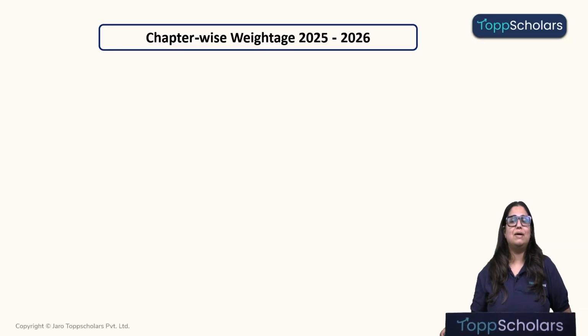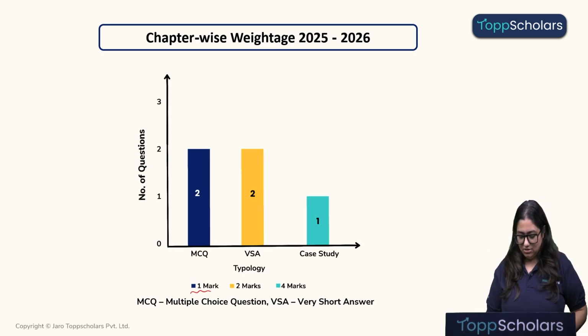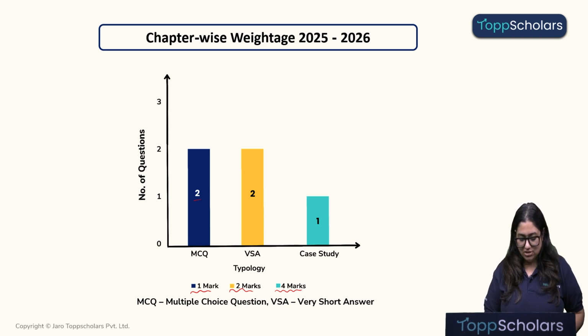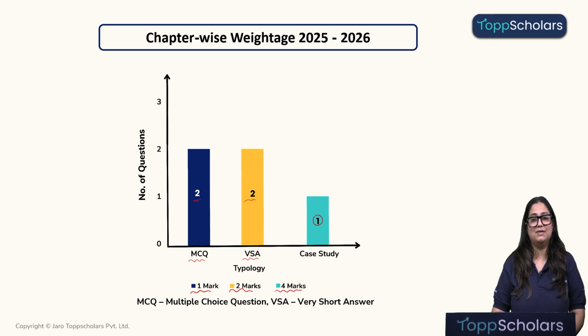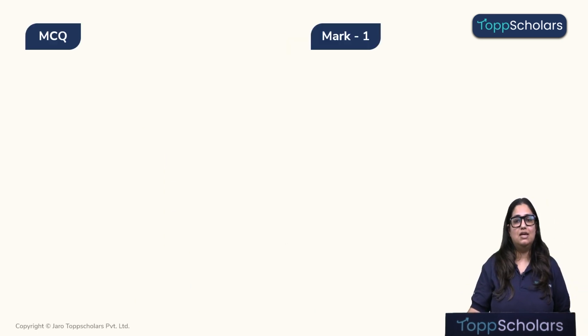So let's look at the chapter-wise weightage of this topic. Blue stands for 1-mark question, yellow stands for 2-marker questions and teal stands for 4-marker questions. At least 2 questions of the MCQ kind are expected to be asked from this topic. 2 questions of 2 markers each, that is very small answer category of questions, can be asked, and a 4-marker question can also be asked from this topic. Alright, so let's quickly discuss all the important questions.